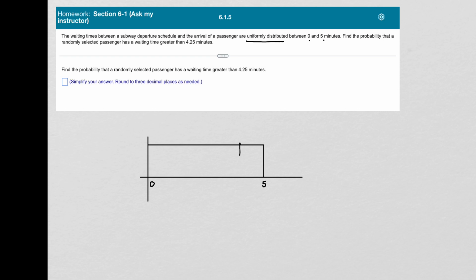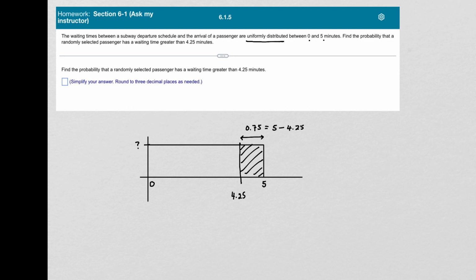So I'm going to mark that on my distribution, and we want to be greater than that. So what I'm looking for is the area in that rectangle. The width of this rectangle, if we're going from 4.25 to 5, is going to be 0.75, and I got that from just taking 5 minus 4.25. But I also need to know the height. What is the height here?